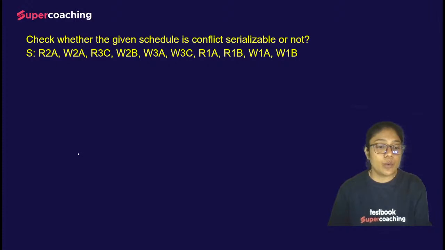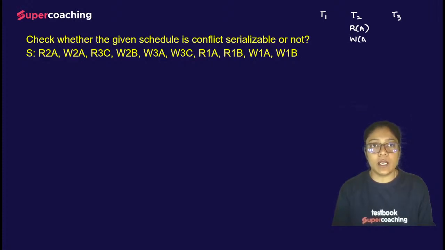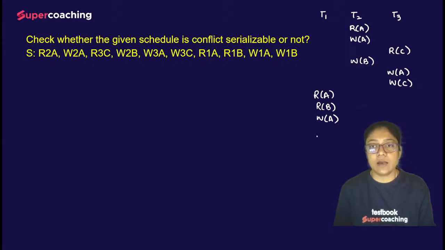Okay, so how do you want me to handle this? Should I construct a table? We have three transactions, T1, T2 and T3. दोनों से कर लेते हैं क्योंकि first question है. First of all, it's performing the read operation on data item A, then write operation on data item A, read operation on data item C, write operation on data item B, write operation on data item A, write operation on data item C, read operation on data item A, read operation on data item B, write operation on data item A, and write operation on data item B. So what we have to do is find out all the possible conflict pairs.